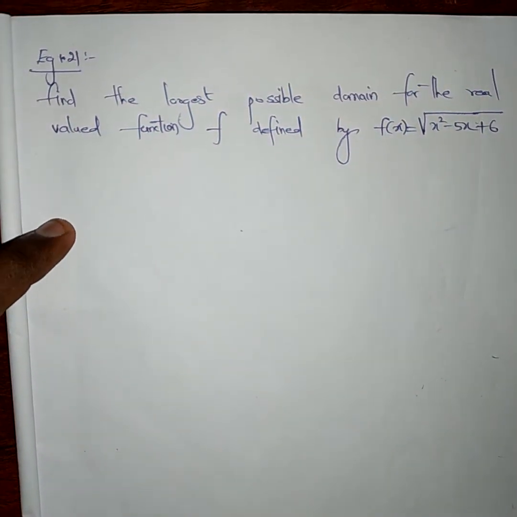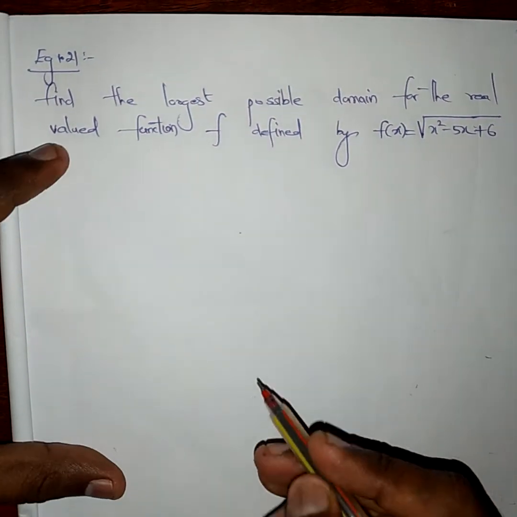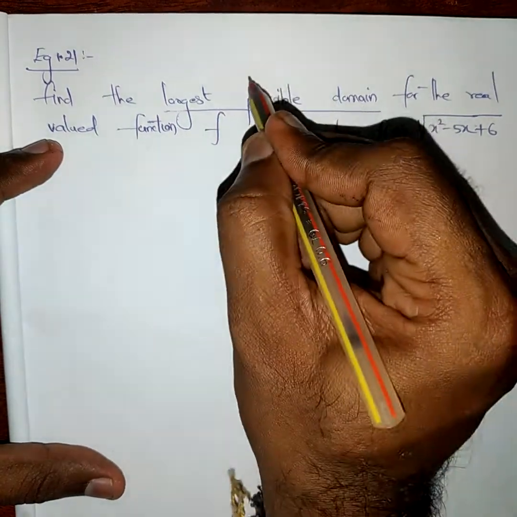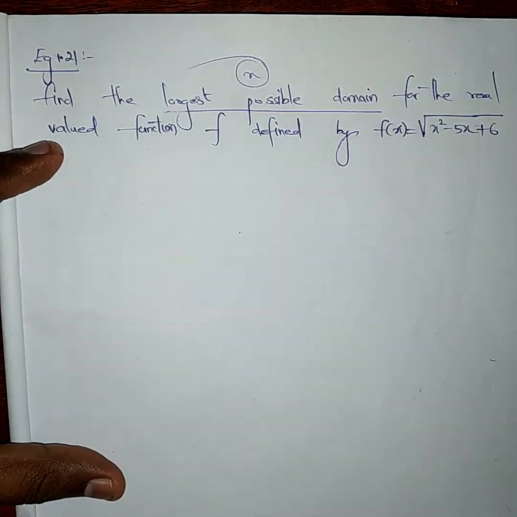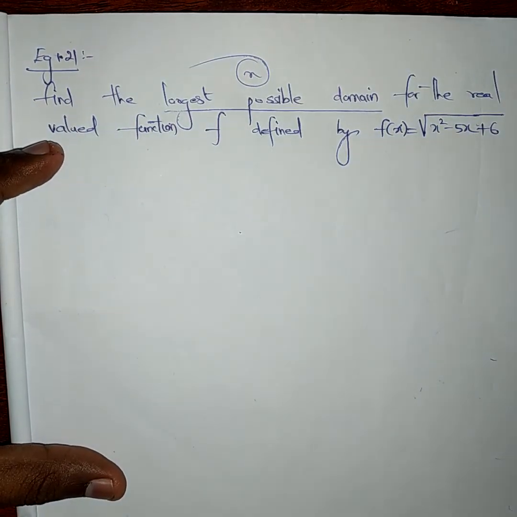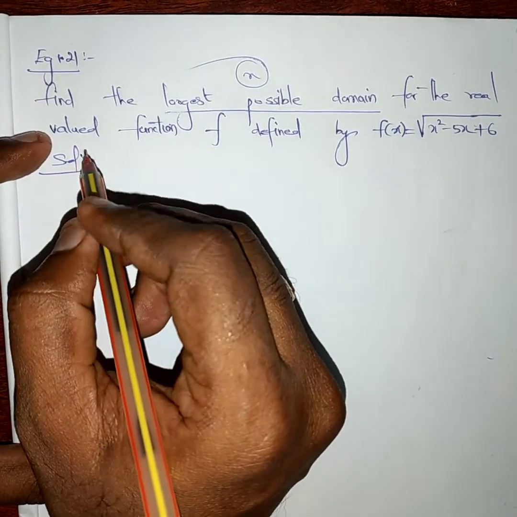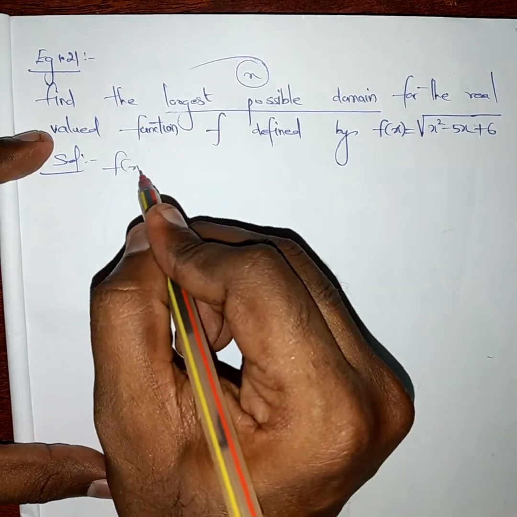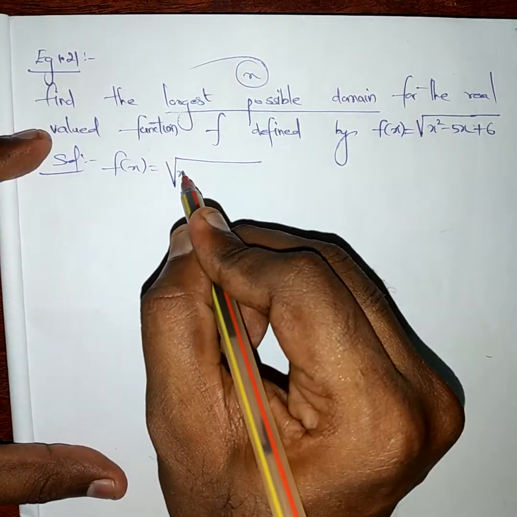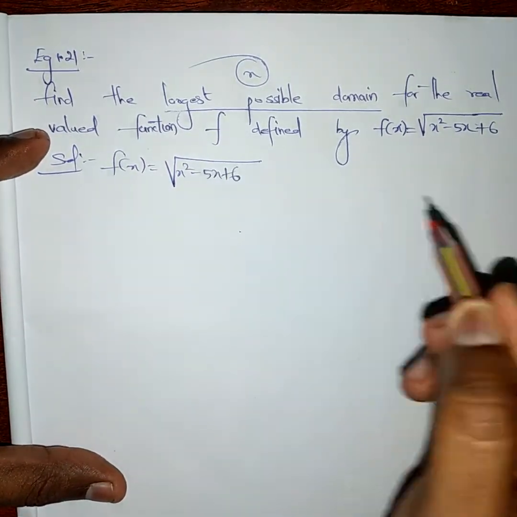Example 1.21. Find the largest possible domain. What is the largest possible domain? It is nothing but the values of x. I need to find the values of x for the real valued function f defined by f of x is equal to the square root of x square minus pi x plus 6.